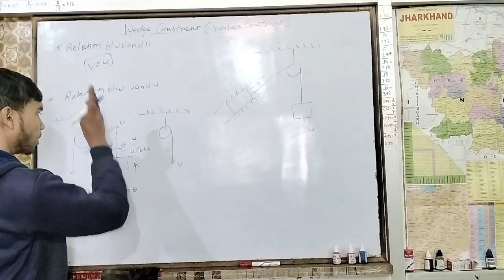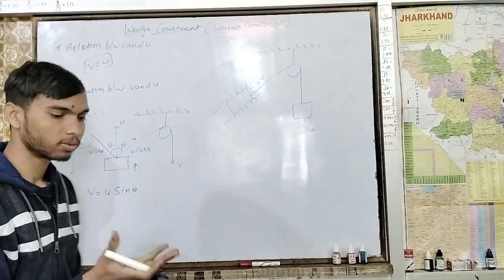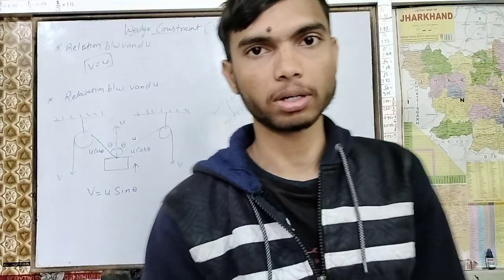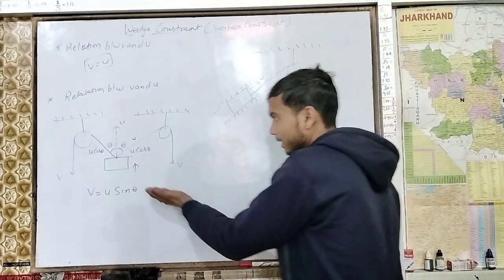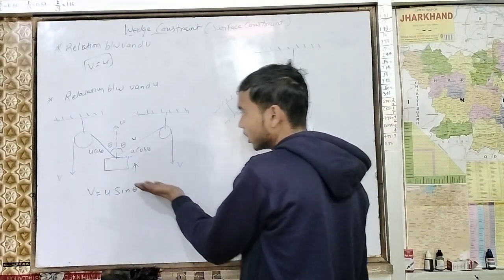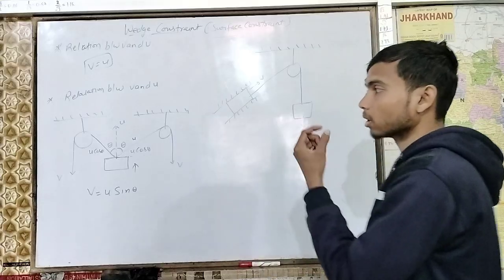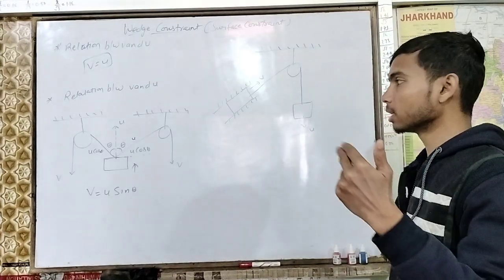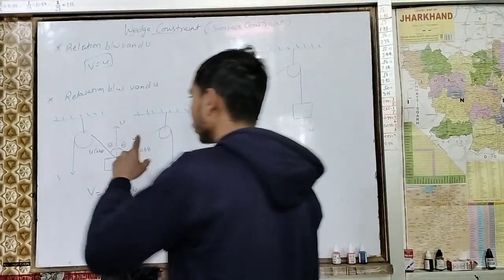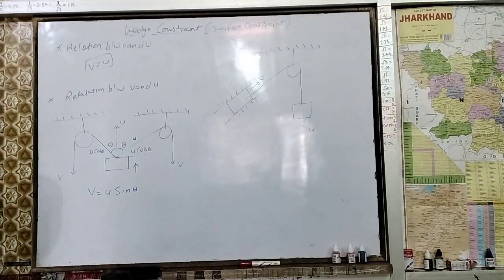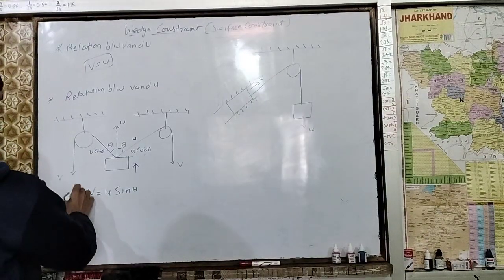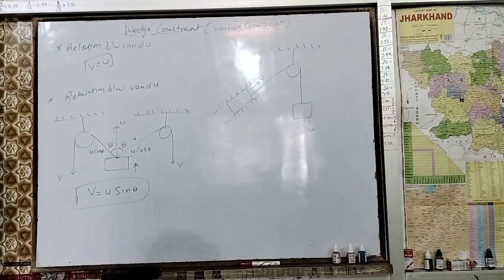Velocity which is going upward. So which one component? Which one component is bringing the block upward? You would say the vertical component, u sin theta. So the relation between them is v is equal to u sin theta.